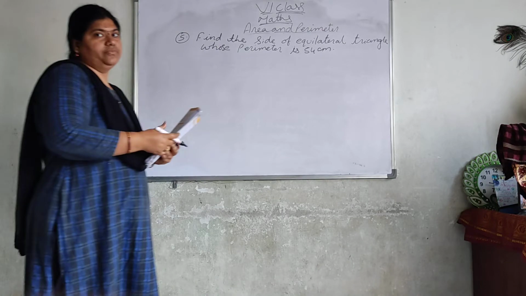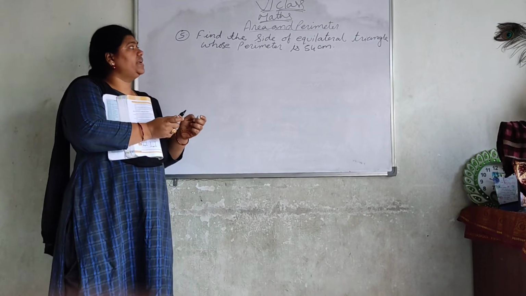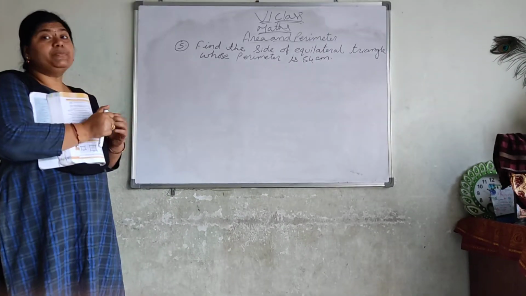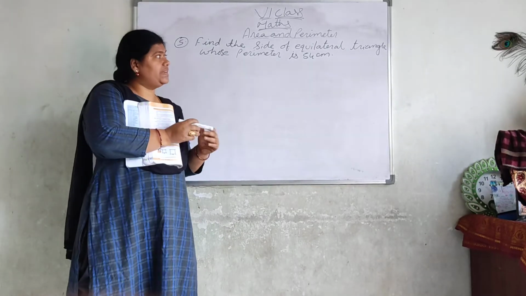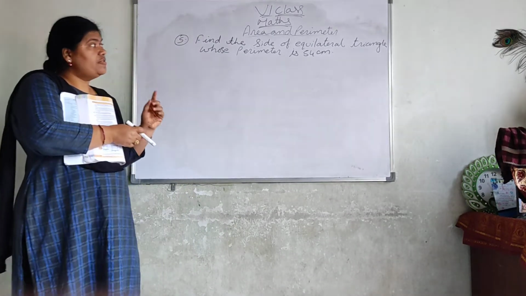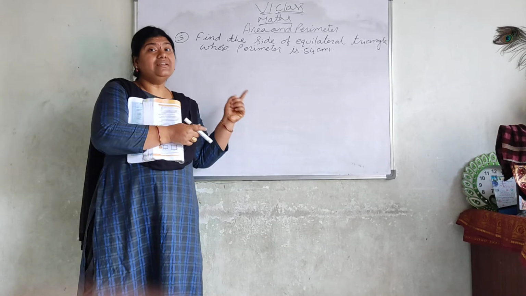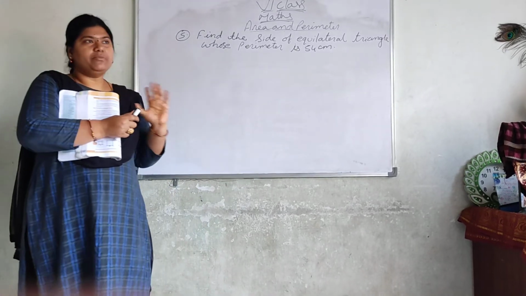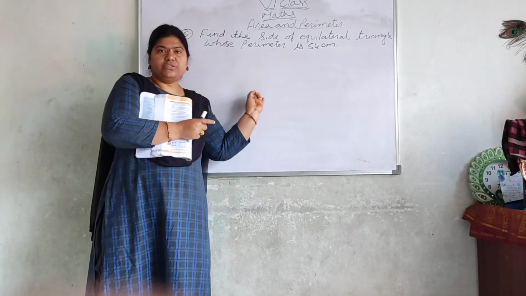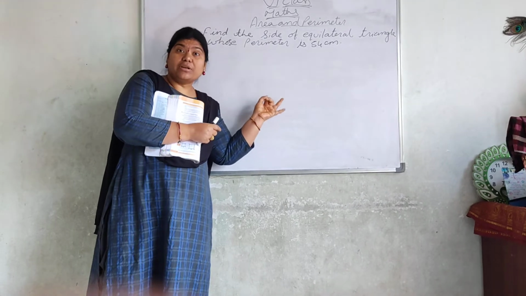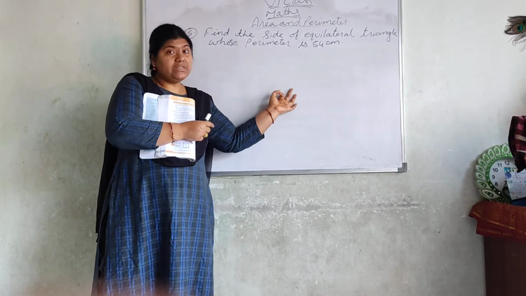So see the next question. Find the side of an equilateral triangle whose perimeter is 54 centimeters. See the question again. Find the side of an equilateral triangle whose perimeter is 54 centimeters. First we talked about the rectangle. Second we talked about the square. Now we are talking about the triangle.